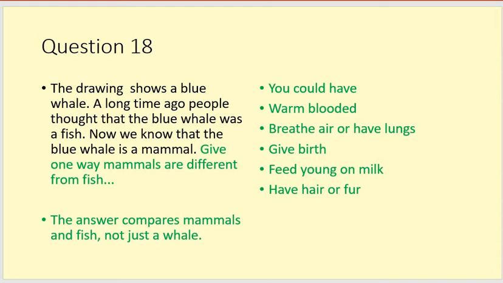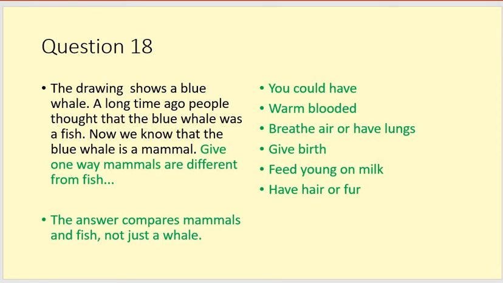You needed to know here what a mammal is like, what a fish is like. And the answer will be comparing mammals and fish, not just a whale. So you can't just say something about a whale. You have to give a way that it's different. You could have chosen it's warm-blooded. That means the body keeps its temperature pretty constant. Fish do not regulate their body temperature; it comes from the water surrounding them.